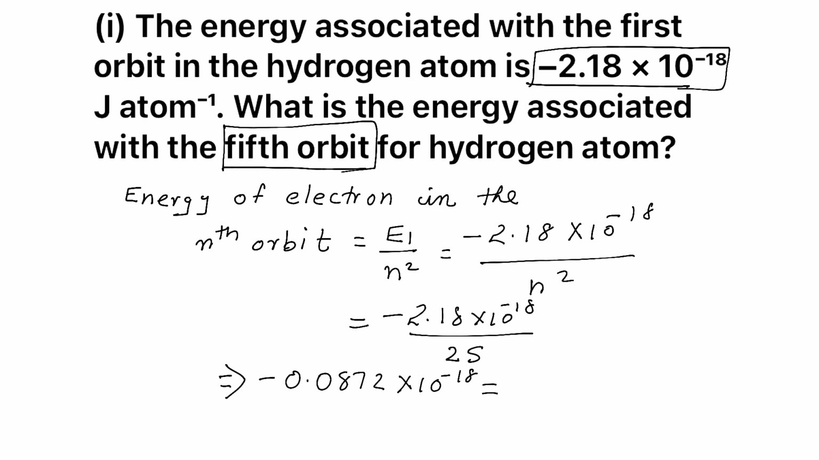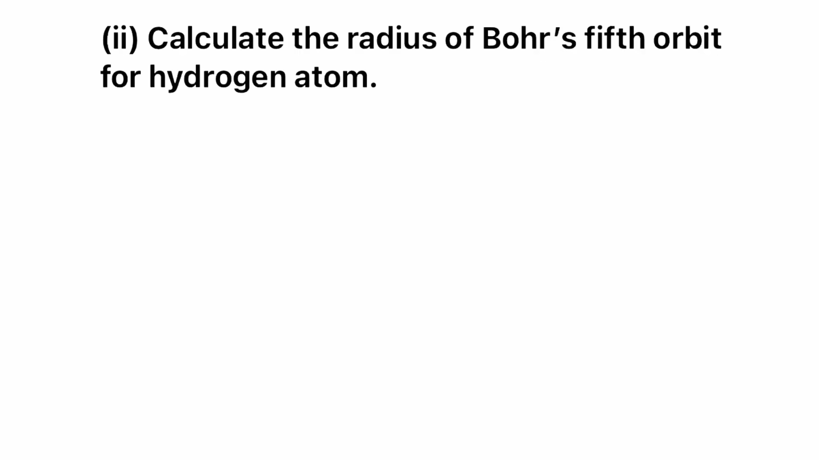Now if you want, you can make it in standard form. So minus 8.72 into 10 raised to minus 20 joule per atom. Clear? Hope you understand. Next sub question is: calculate the radius of Bohr fifth orbit for hydrogen atom.